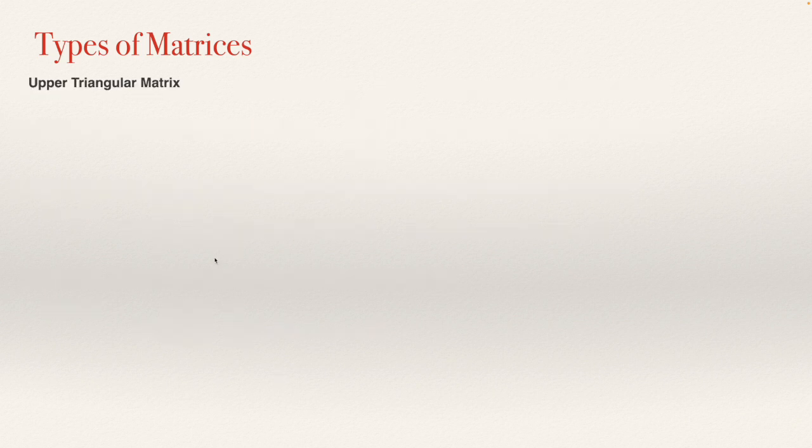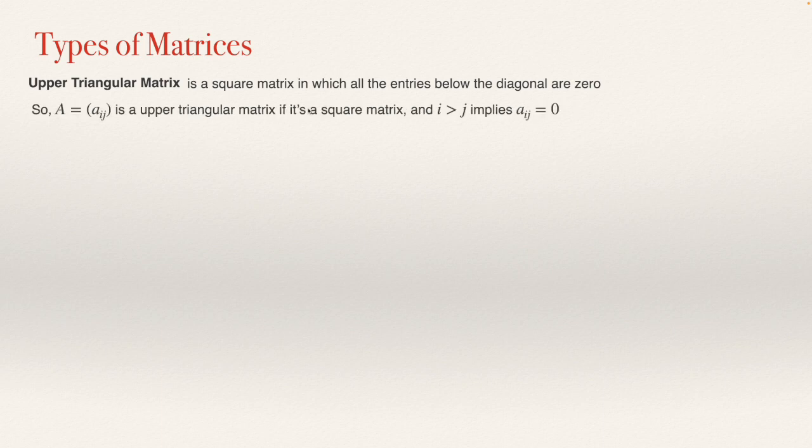Another type of matrix is the upper triangular matrix. An upper triangular matrix is a square matrix in which all the entries below the diagonal are 0. So we can say this in symbols. We say that if a_ij is an element of an upper triangular matrix, if i is greater than j, it implies that a_ij will be 0. For each entry in which the row number is bigger than the column number, in the position of the entry, this element will be 0.